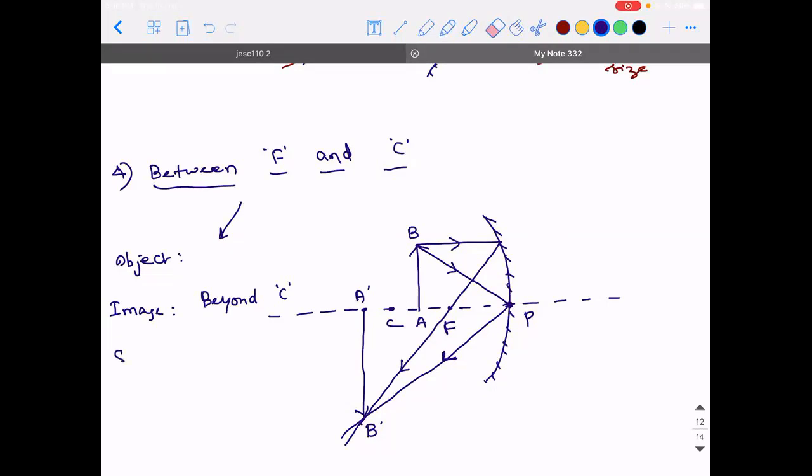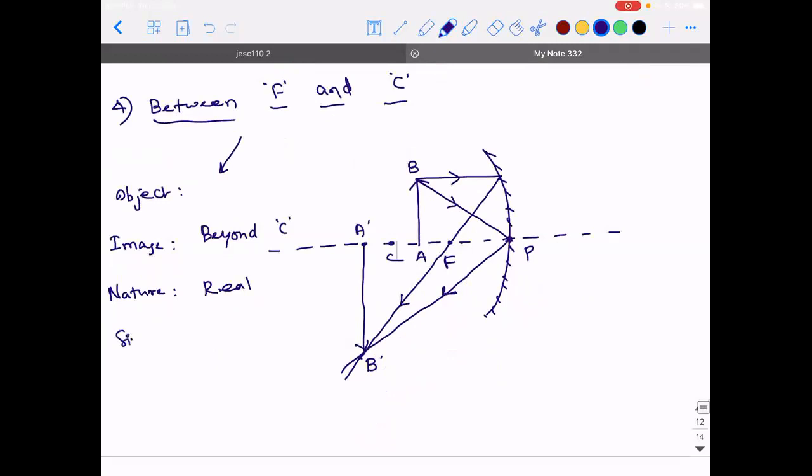Then the nature. It is a real image. What about the size? It is magnified, very good. It is not highly magnified, it is magnified. That's it. So what is the meaning of magnified? The size of the image is greater than the size of the object. Or I can say it is more than the size of the object. Right?